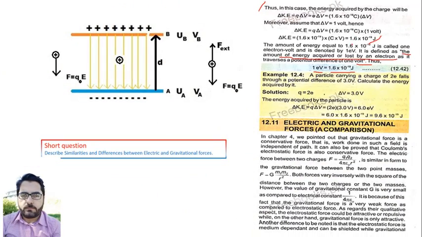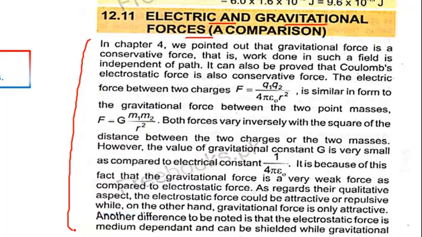Now the second short question that frequently appears is the comparison between electric and gravitational forces. In this portion, we will study the differences and similarities between gravitational forces and electric forces. The common thing between these 2 forces is that the gravitational force and Coulomb force both are conservative forces, and work done along a closed path by these forces always gives 0. The second common thing between them is that both forces obey the inverse square law, or both forces are inversely proportional to the square of the distance between the 2 particles.